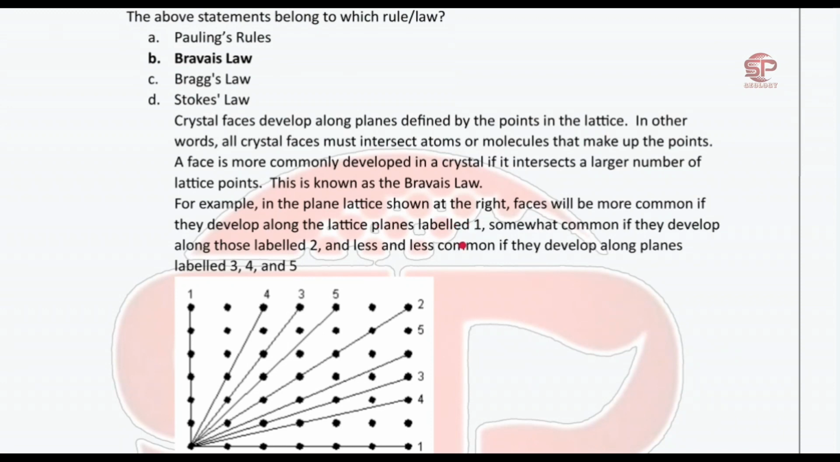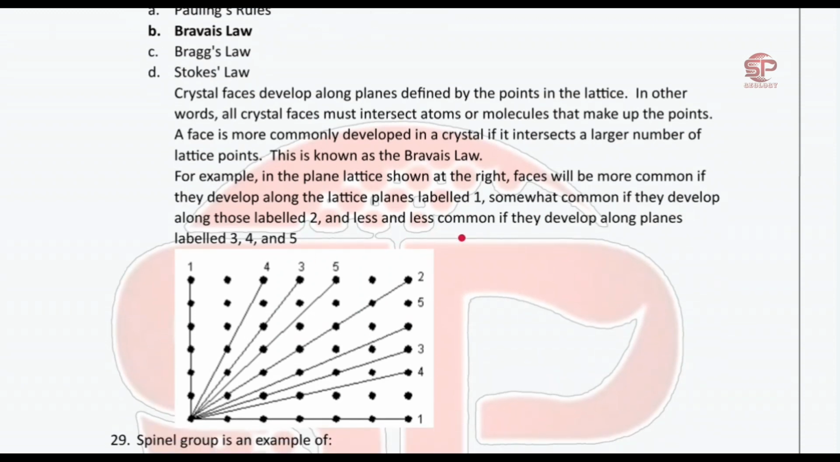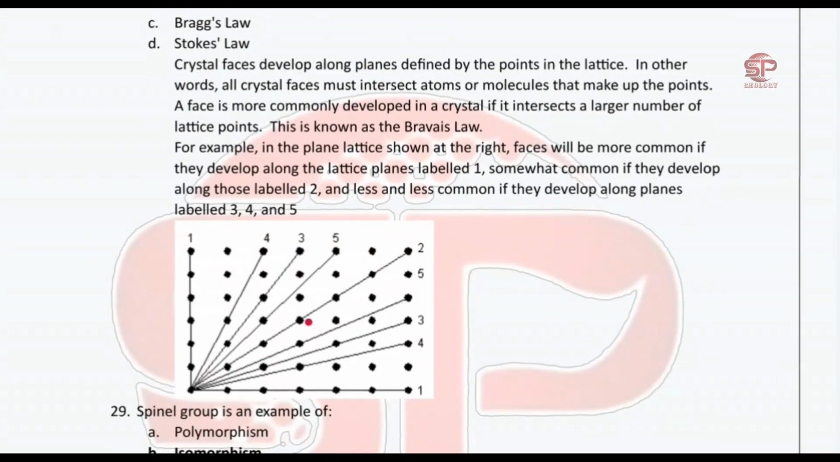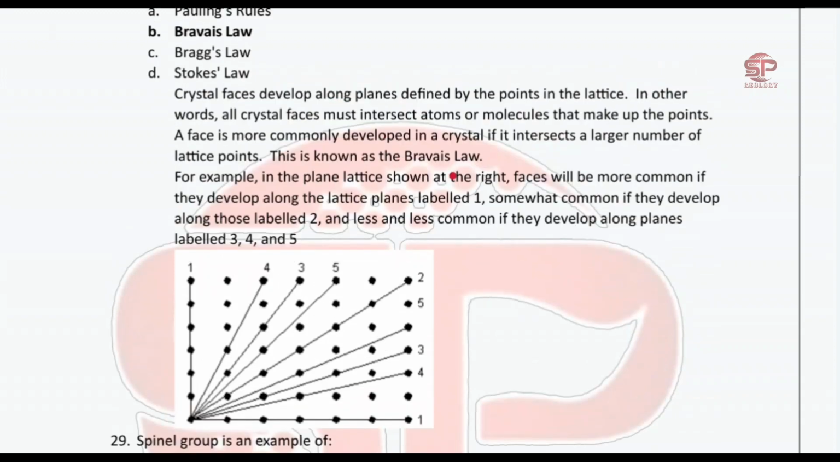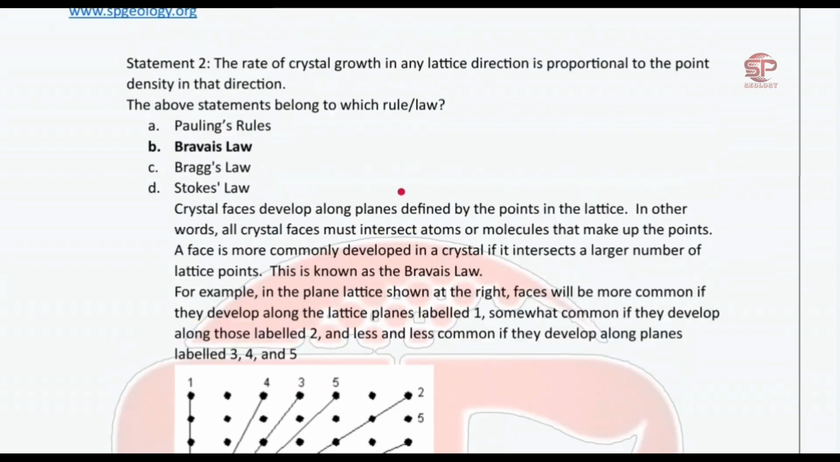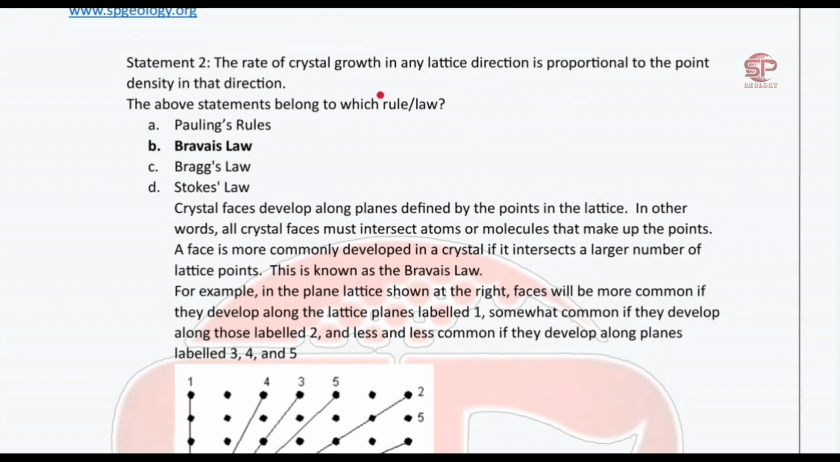So you can say, in the plane lattice shown in the figure, it will be more common if they develop along lattice level 1. If they develop along level 2, or less commonly along level 3 or 4, they will not connect all the lattice planes, so there will be no development in that direction. The more the lattice point density, the more it will develop in that direction. That is Bravais law. A face is more commonly developed in a crystal if it intersects a large number of lattice points, because the growth should be proportional to the point density in that direction.